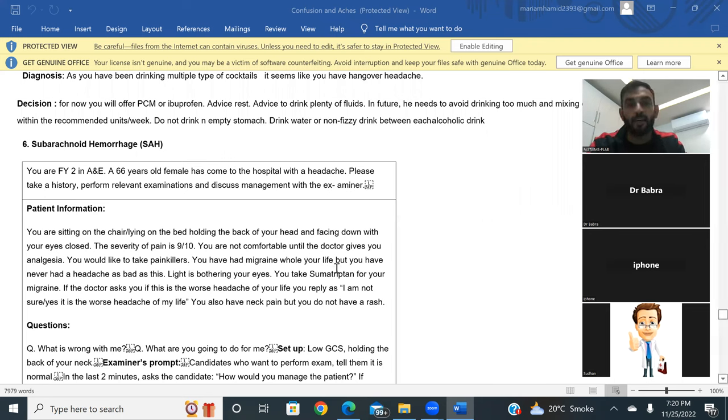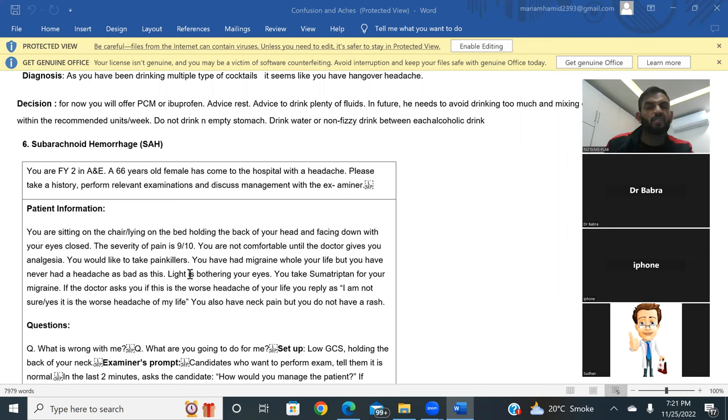You have had the migraine, but you have never had this. He's having headache and migraine. I think this is the most difficult scenario of our headaches, because he's having migraine as well in the history. So that is so confusing for you. But you need to learn that, because he's saying the worst headache of my life. And you need to take all the history.